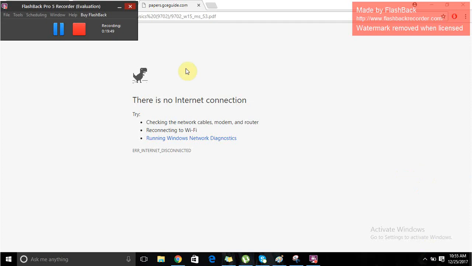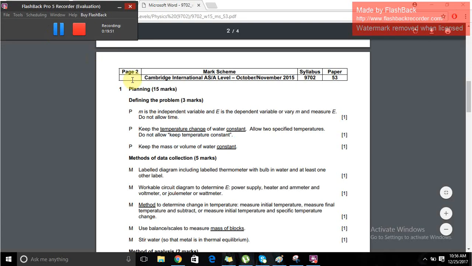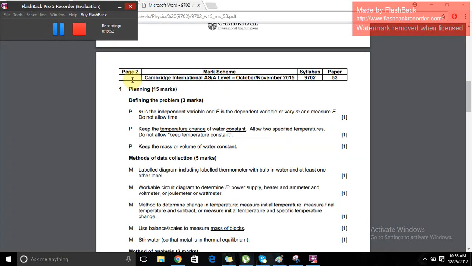Right, just give me a moment. So, the mark scheme. Defining the problem accounts for 3 marks. M is the independent variable and E is the dependent variable. And we have to keep the temperature change of water constant. Yep. And we have to keep the mass or the volume of the water constant. You ought to be getting 3 marks for this, easy peasy.